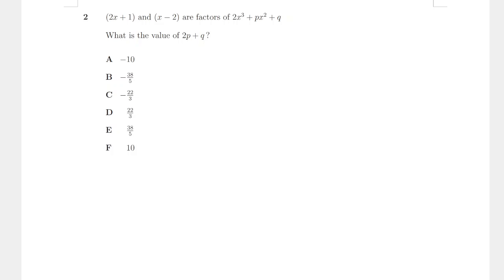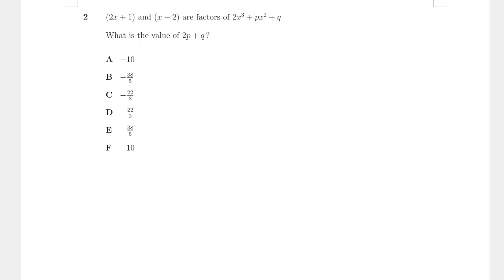Okay, question 2. 2x plus 1 and x minus 2 are factors of 3x cubed plus px squared plus q. What is the value of 2p plus q? Okay, so when we see that something is a factor of a certain polynomial, what's the first thing that comes to our mind? The factor theorem, right? Yeah, so that's what we have to execute.